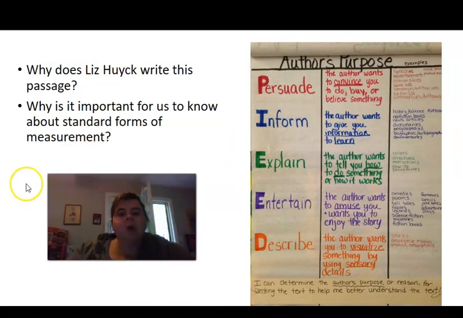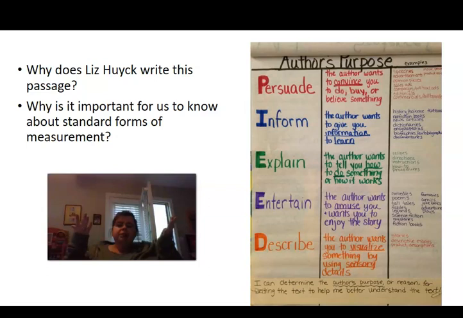Now, we need to talk about why did Liz Hyuk write this passage, and why is it important for us to know about standard forms of measurement? When we think about why an author writes an article or a text, any kind of book, we think about the author's purpose. Why did they write it? Why was it important for us to learn about it? So I'm going to look at the different types of text and why an author would write something.